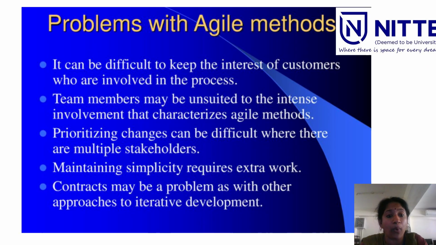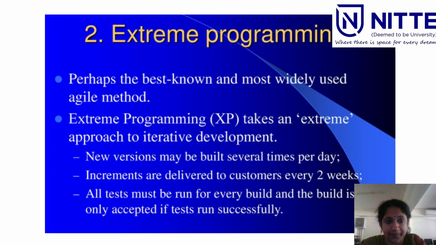So what are the main problems with agile methods? It can be difficult to keep the interest of customers who are involved in the process. Team members may be unsuited to the intense involvement required by agile methods. Prioritizing changes can be difficult when there are multiple stakeholders. So changing the requirements every time is very difficult. Maintaining simplicity requires extra work. Contracts may be a problem, as with other approaches to iterative development.